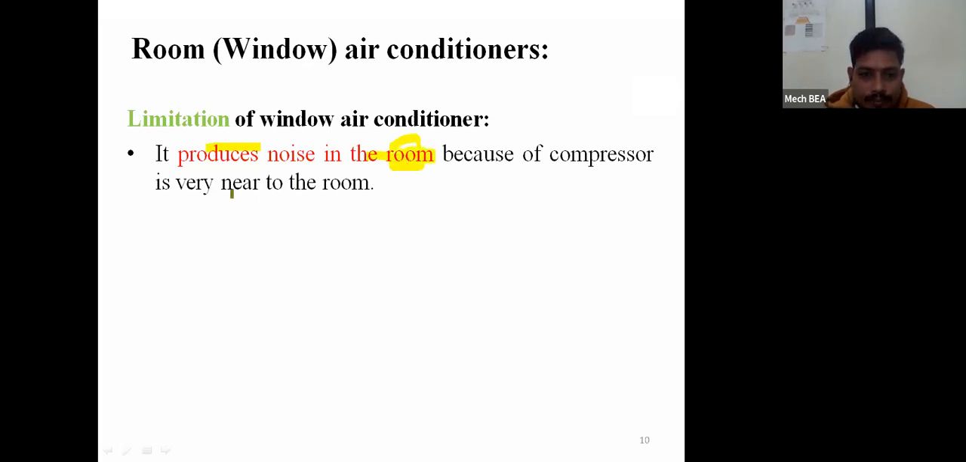Because of that noise as well as vibration, the people sitting inside the room will not feel that comfortable.